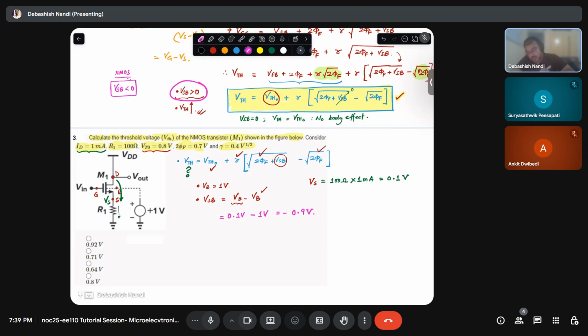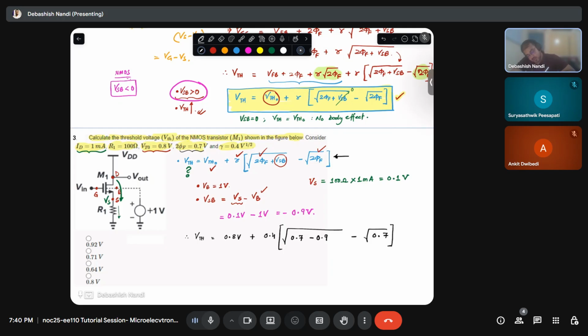Now if I put it into this formula, what will be my VTH? VTH0 is 0.8 volt plus gamma, which is 0.4 volt, times the square root of... what is 2φF? I am using this formula. 2φF is 0.7, minus 0.9, minus square root of 0.7.